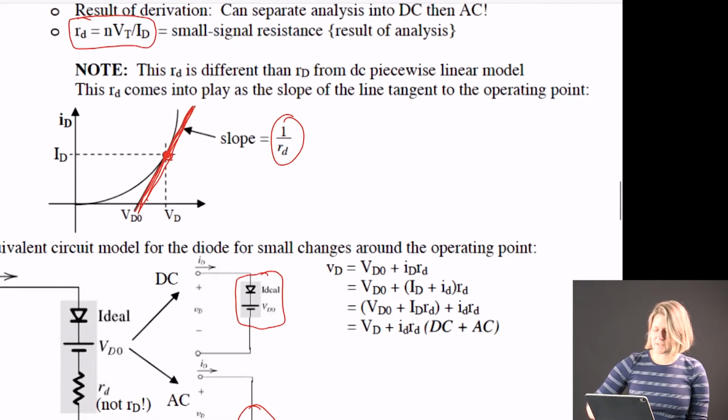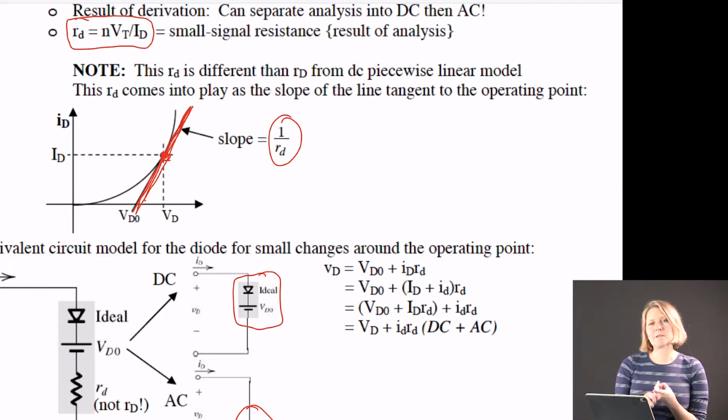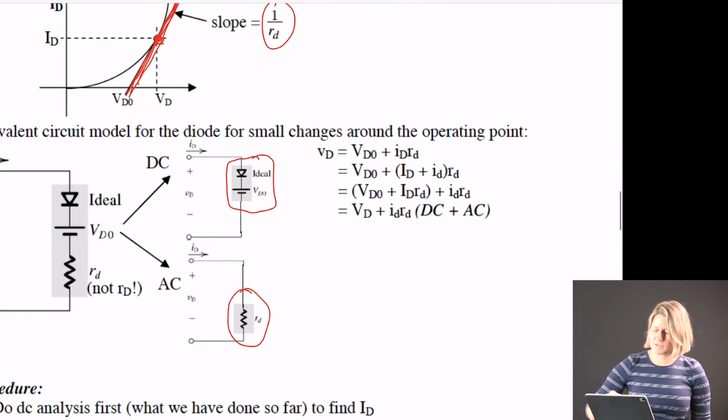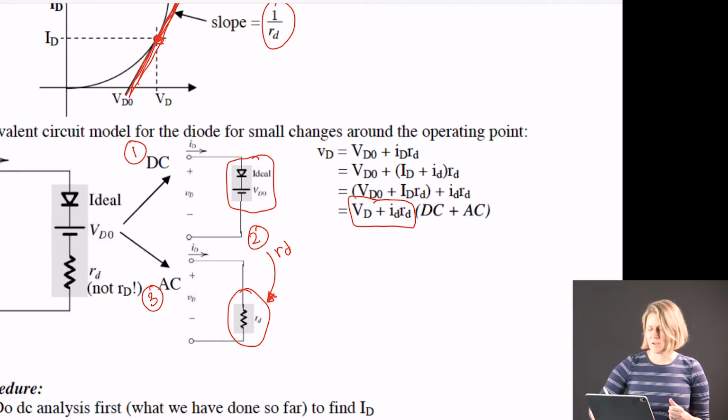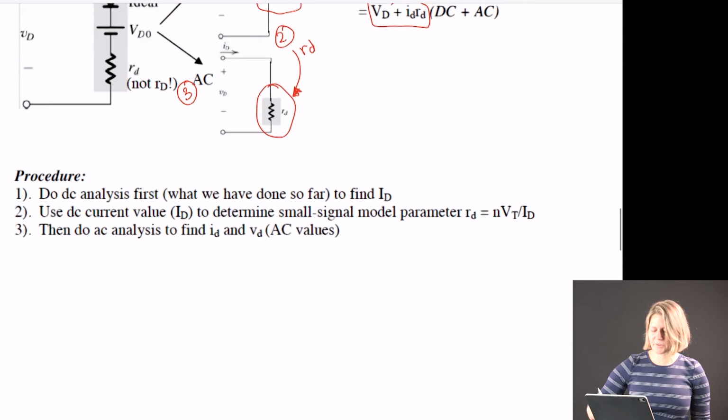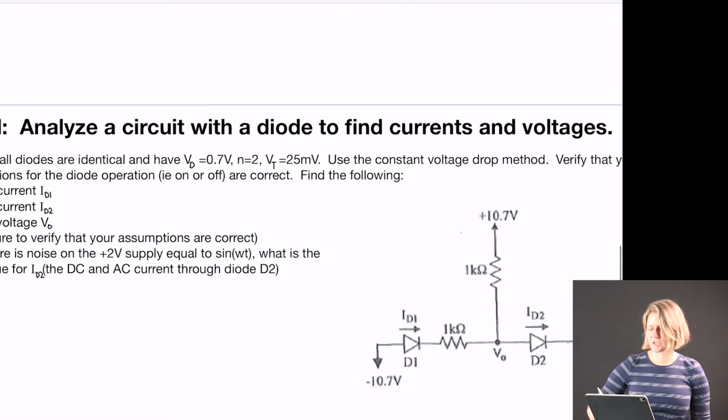So what we find is that if we solve our circuit first for DC, plug in these numbers from DC into our AC parameters, then reanalyze the circuit with the AC model, and then we can sum these up like superposition for the total amount. So DC analysis, use the DC analysis to find your parameter, in this case RD, analyze the AC, and then you're going to sum the total to get the DC plus the AC result. So this is just that summary, and now let's look at an example.